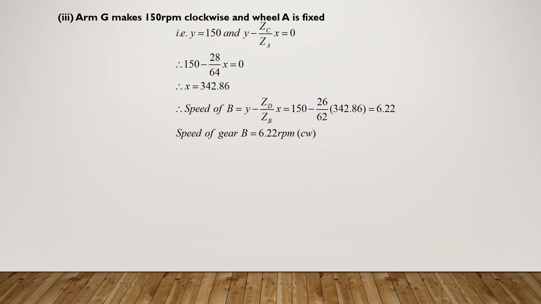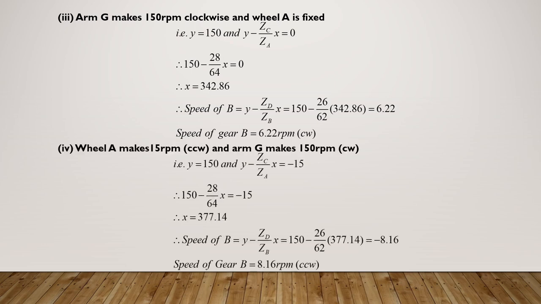Okay. So when you substitute the values, 150 minus ZC is given in the problem, ZA is what you calculated, x you will get 342.86. Then consider the gear B equation, whatever is circled in the previous slide. Take that equation, substitute all the given values: y, z is given in the question, zb you have calculated, x you just calculated now. It is 6.22. If you get a positive answer here, it is clockwise, if it is negative, counterclockwise. So it is 6.22 rpm clockwise for the first case.